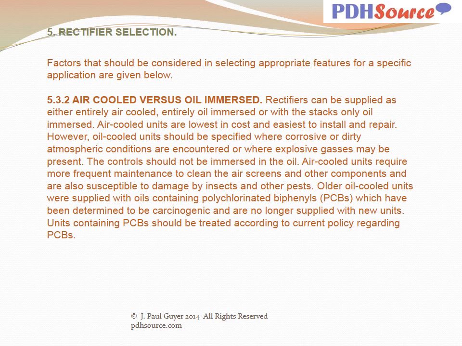Air-cooled units require more frequent maintenance to clean the air screens and other components and are also susceptible to damage by insects and other pests. Older oil-cooled units were supplied with oils containing polychlorinated biphenyls, PCBs, which have been determined to be carcinogenic and are no longer supplied with new units. Units containing PCBs should be treated according to current policy regarding PCBs.